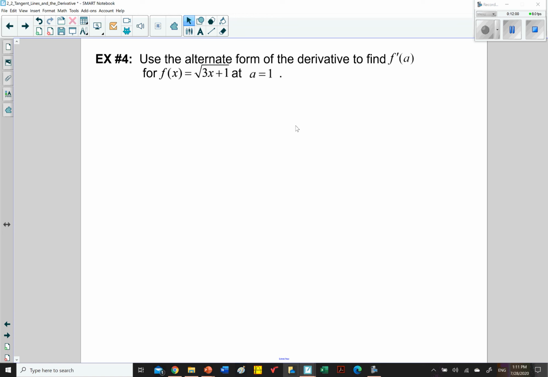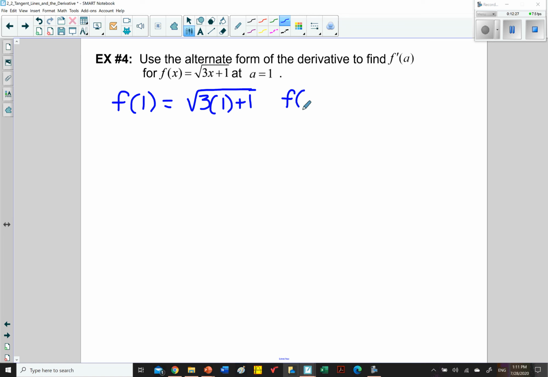Let's say we have the square root of 3x plus 1, and we want to find the derivative at our a value using one of those alternate definitions. So let's say, first of all, we're going to find what the f of 1 value or the y value is at 1, which is going to be the square root of 4. So the function value at 1 is 2.